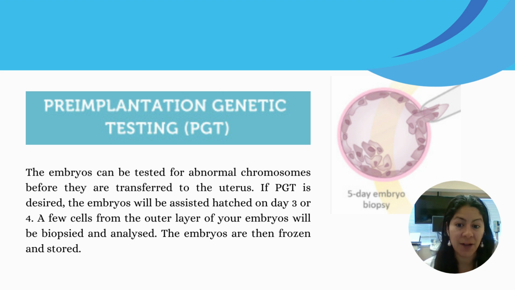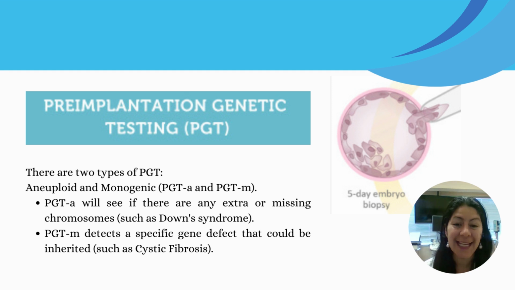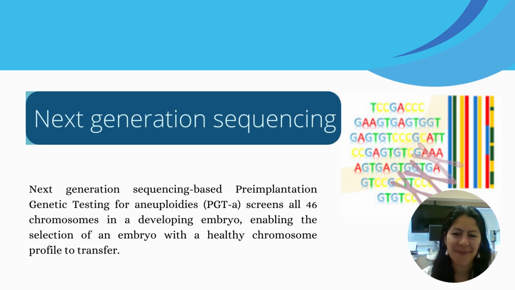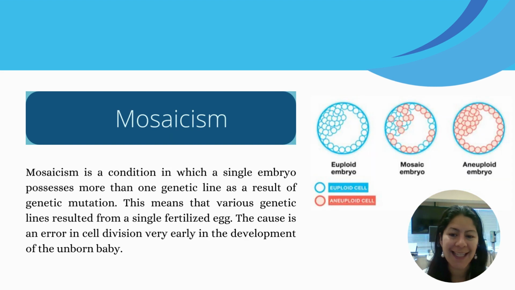If the pre-implantation genetic testing, PGT, is desired, there are 2 types of PGTs. The aneuploid will see if there are any extra or missing chromosomes, and this will determine the presence of a disease. The next generation sequencing-based pre-implantation genetic testing for aneuploidies screens all 46 chromosomes in a developing embryo, and some embryos could have mosaicism.